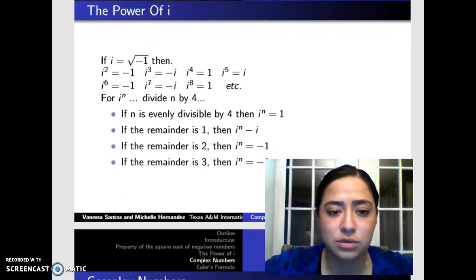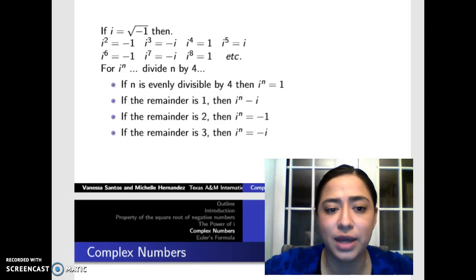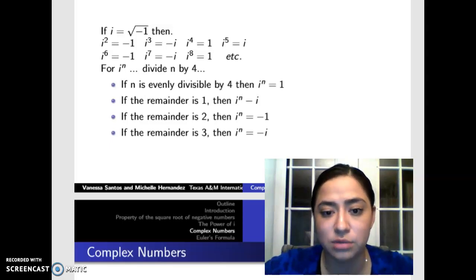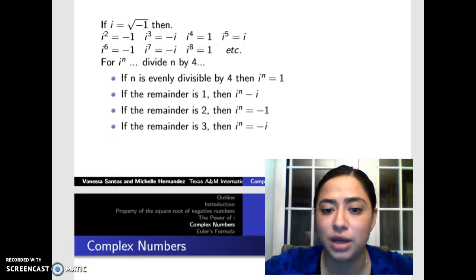And a quick way to figure this out is, if n is evenly divisible by 4, then i to the power n is equal to 1. If the remainder is 1, then i to the power n is equal to i. If the remainder is 2, then i to the power n is equal to negative 1. If the remainder is 3, then i to the power n is equal to negative i.